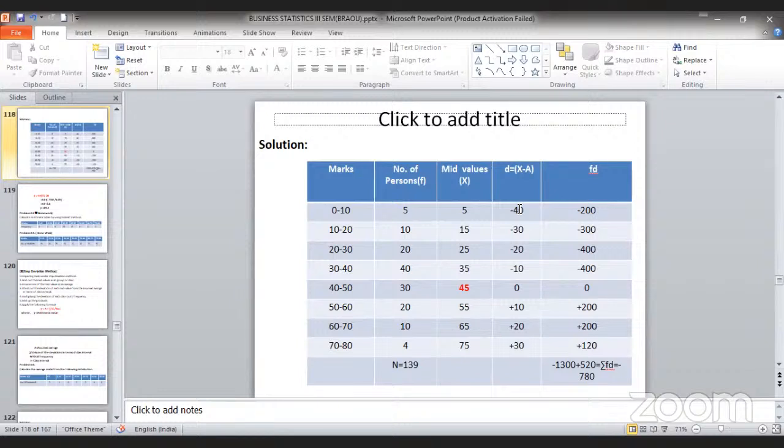Got my point? Yes, ma'am. Here, A we have to take as 45, ma'am? That is your wish. Any value, but don't take the least value and the highest value. Ma'am, the middle one we have to take. Yes. So here minus values are more. That's why we got the value minus 780.